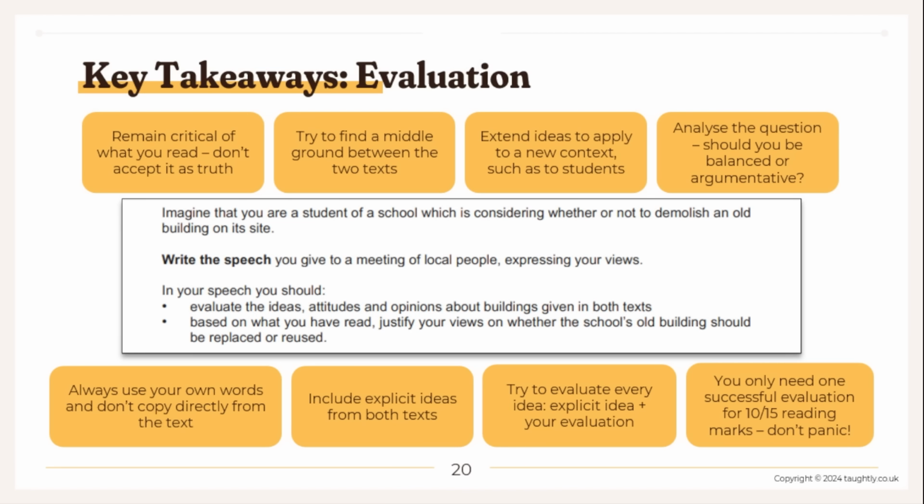And remember that you only need one successful evaluation. So if this seems hard to you, you only need one. And most students do eventually find one. So don't panic. If you find one, you've already got 10 out of 15 for reading, which is a very good mark and won't stop you from getting your A star, as long as everything else is good.